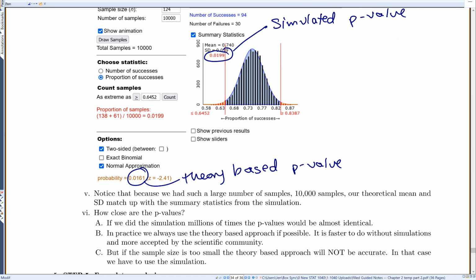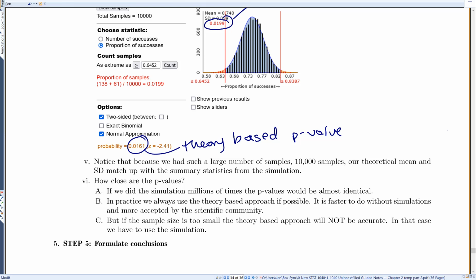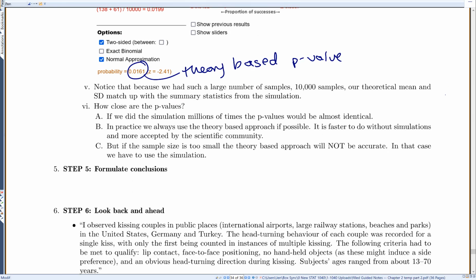Okay, so because we have such a large number of samples, 10,000 samples, our theoretical mean and SD match up with our summary statistics from a simulation. You can't even tell a difference. And then how close are the p-values? Well, they're pretty close. If we did the simulation millions of times, the p-values would be almost identical. In practice, we always use the theory-based approach if possible. It's faster to do without simulations and more accepted by the scientific community. But if the sample size is too small, the theory-based approach will not be accurate, and so we have to use the simulation. You can still use a simulation for all times, but if you're writing a research paper, you'd want to do the theory-based approach because it just sounds more official.